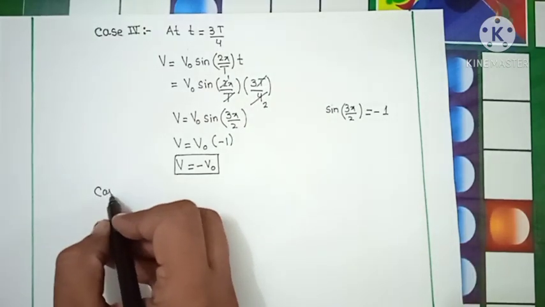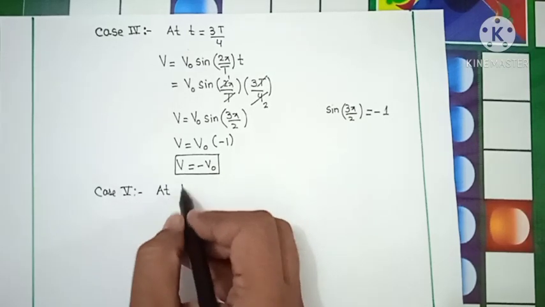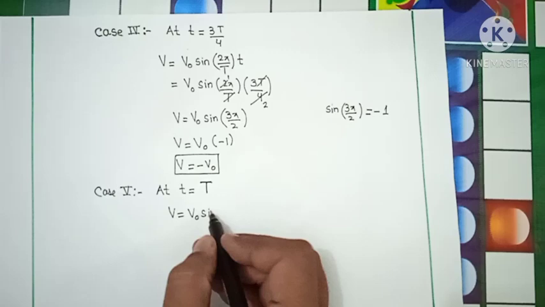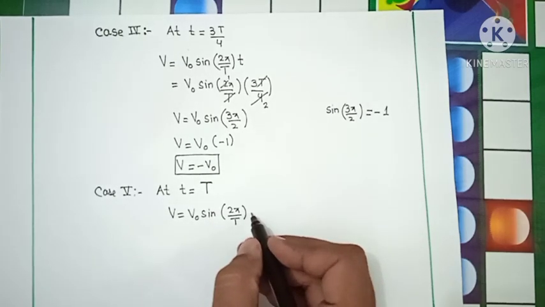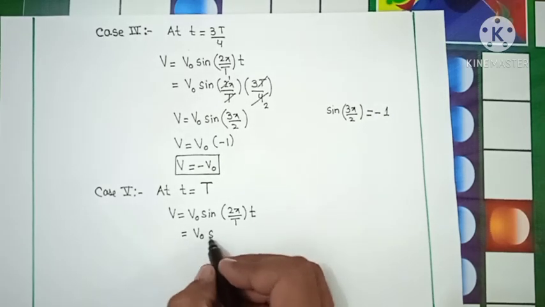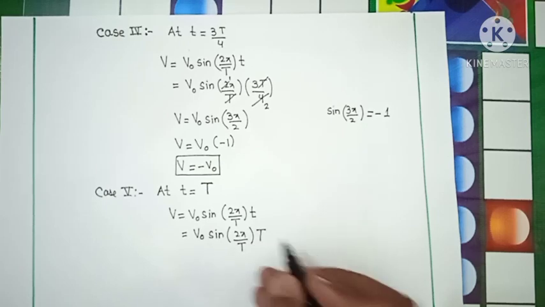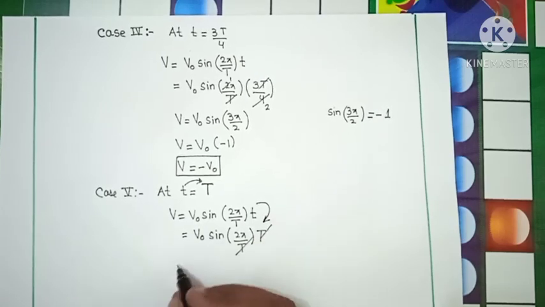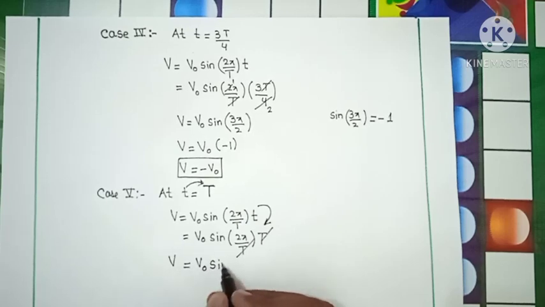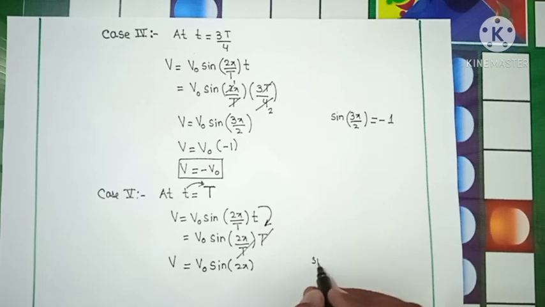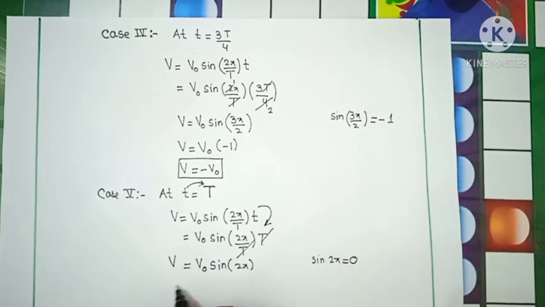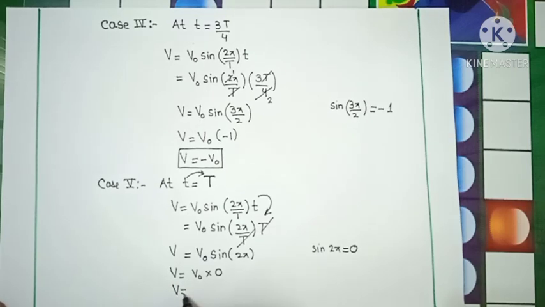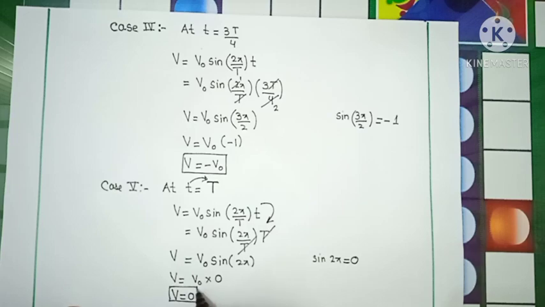Now the last case, case number 5, at small t is equal to capital T. Capital T is the time period. V is equal to V naught sine 2 pi over capital T multiplied by small t. Putting this value, t is equal to capital T. So dear students, you can see t is equal to capital T. T cancels with T. V is equal to V naught sine 2 pi, and you should know that sine 2 pi is equal to 0. V is equal to V naught multiplied by 0. V is exactly equal to 0.